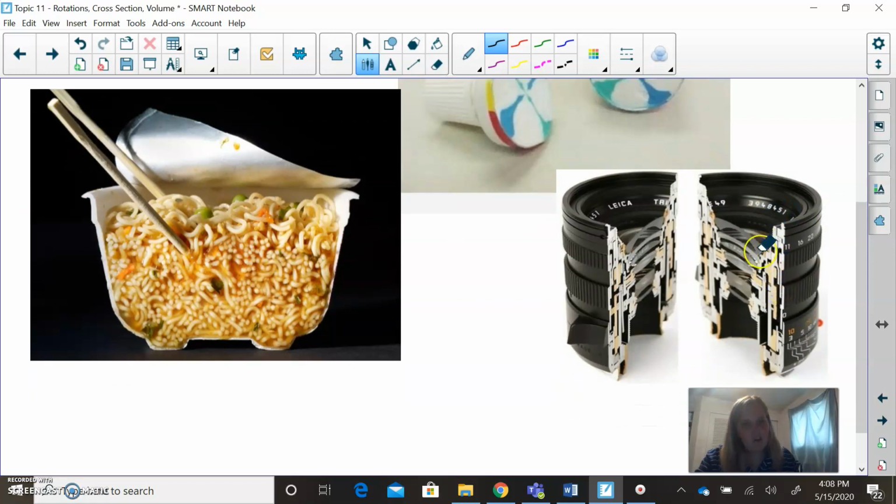I think this is a camera lens. If you took the camera lens and cut it in half, that image right there, this part, just the face, is your cross section. I don't know what to call it. It's like an H shape, almost. I would say H-shaped cross-section. I'm not even going to try it with the ramen bowl.